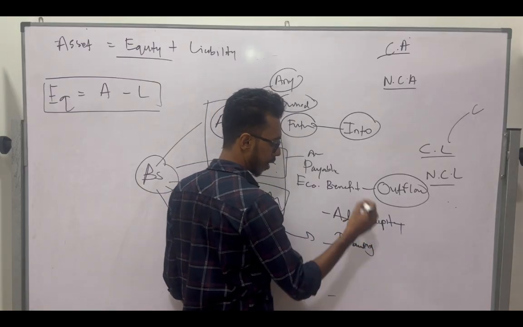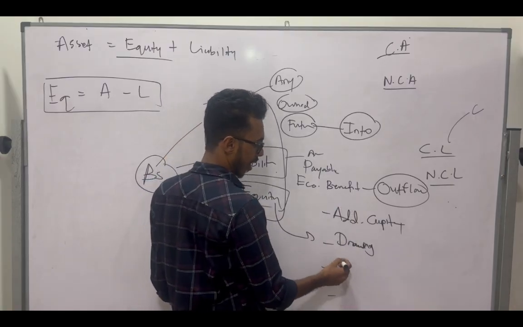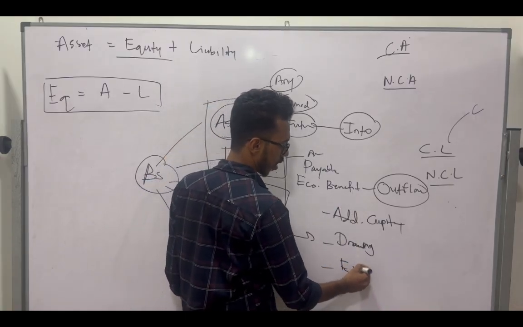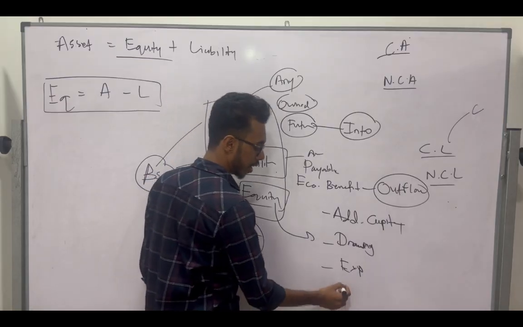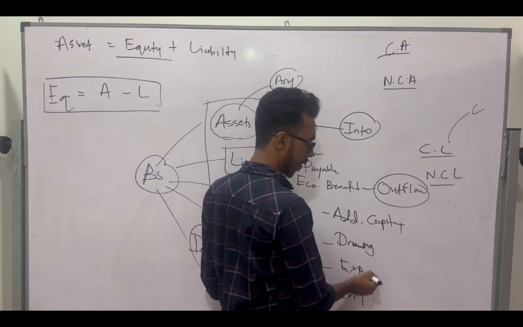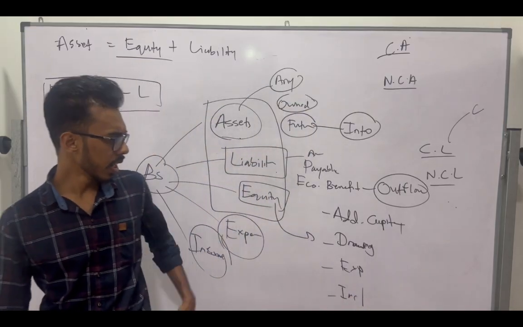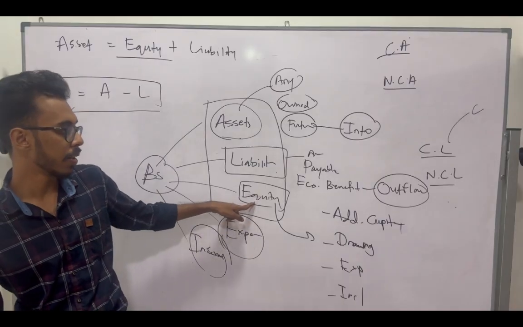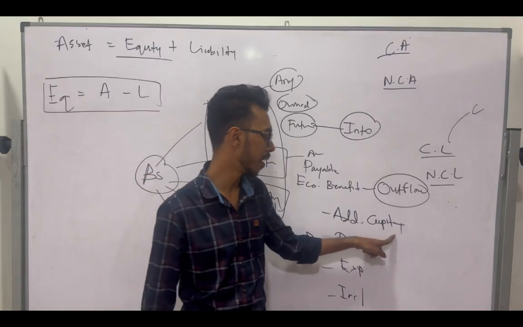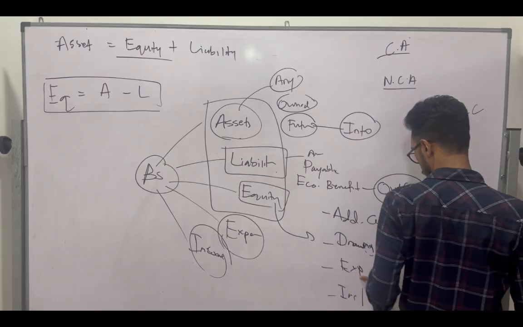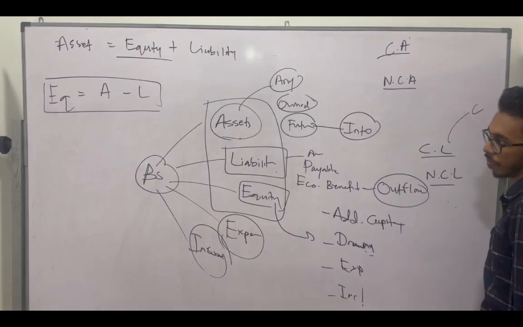Due to drawings, the equity will decrease. Due to expenses, the equity will decrease. Due to income, the equity will increase. So again, the reasons why the equity of the business changes are additional capital, drawings, expenses, and income.